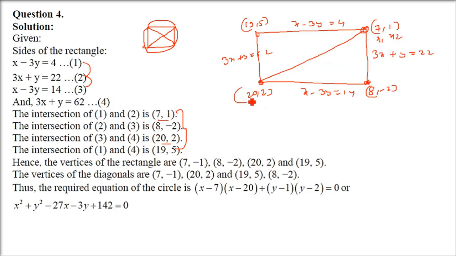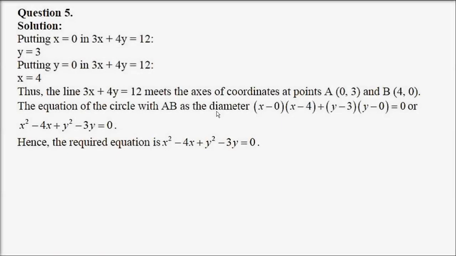That is, these 2 points, you take x1, y1 and x2, y2. So you get x minus x1, which is x minus 7, and x minus x2, which is x minus 20, and then y minus y1, which is y minus 1, and y minus y2, which is y minus 2. So just solve it, you will get this equation. Either you take the other one, the same equation is going to come.